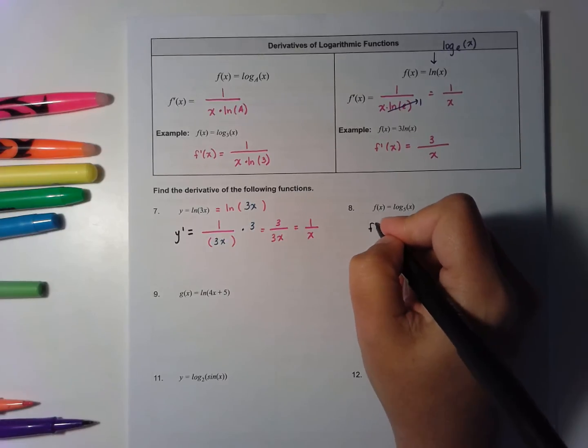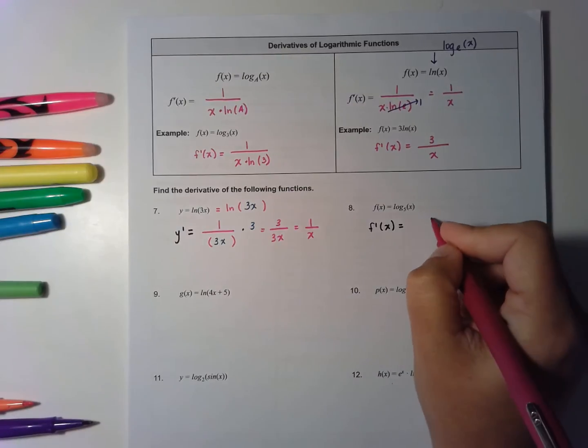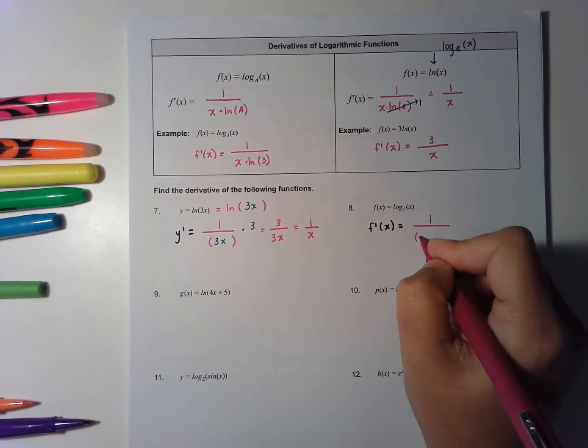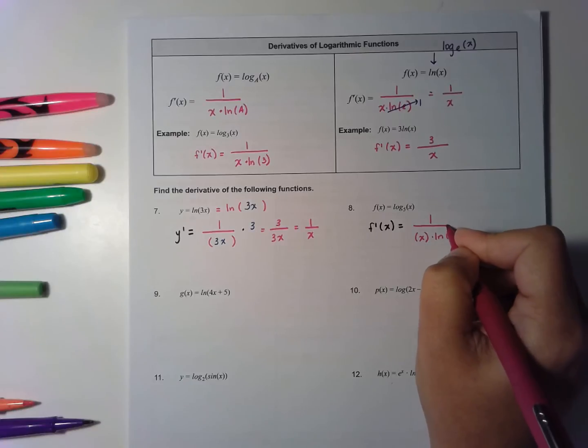For problem number 8, we're going to use just our regular logarithm rule. So the derivative of log base 5 of x would just be 1 over the stuff, which in this case is x, times the natural log of the base, which is 5.